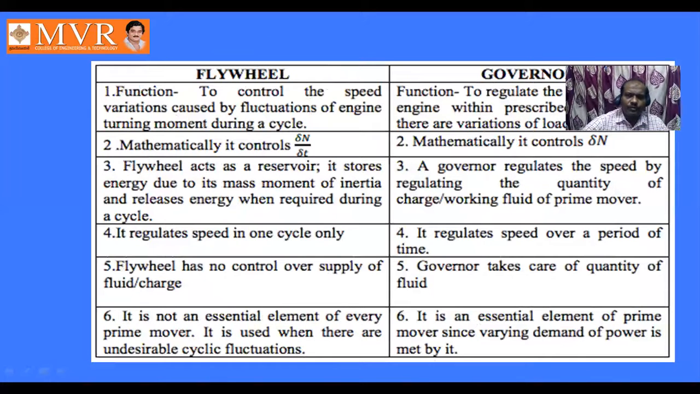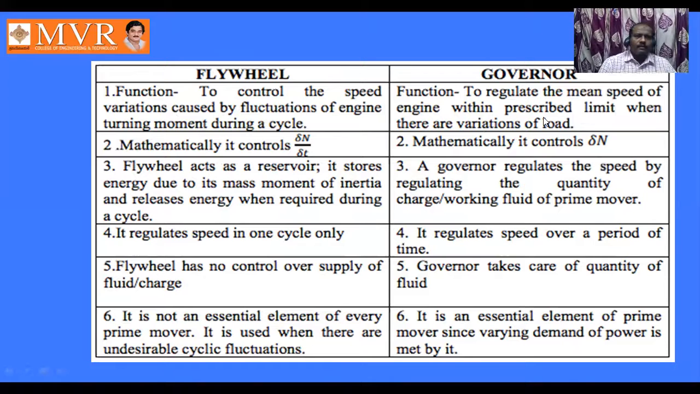So first one is the flywheel. If you observe this flywheel, its function is to control the speed variations caused by fluctuations of engine turning movement during a cycle. Next, the governor is to regulate the mean speed of the engine within the prescribed limit when there are variations of load. So when there is a variation of load, to regulate the mean speed, the governor is going to work.